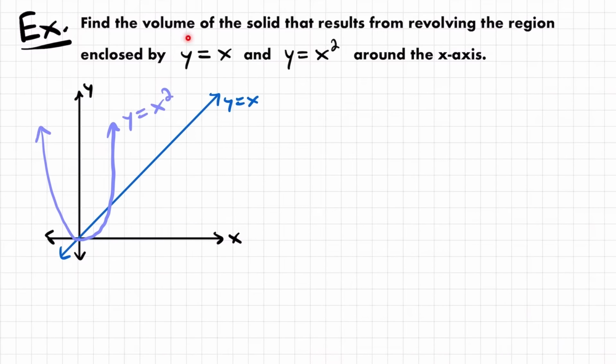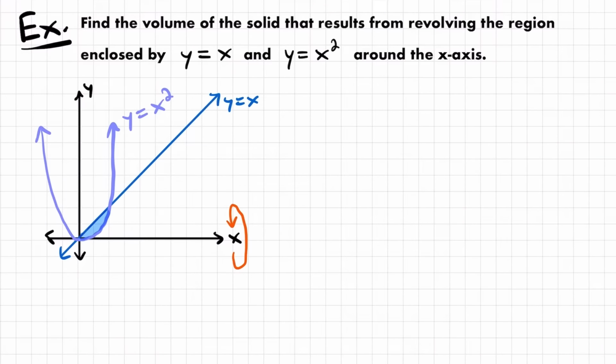All right, and so the volume of the solid that we want to calculate is going to result from revolving the region enclosed by these two functions around the x-axis. So this region right in here that is between these two functions is the region that we are going to revolve around the x-axis. And so I'm going to draw this little arrow here so that we know that we are revolving around the x-axis. And then I'm also going to shade in this region that we are working with.